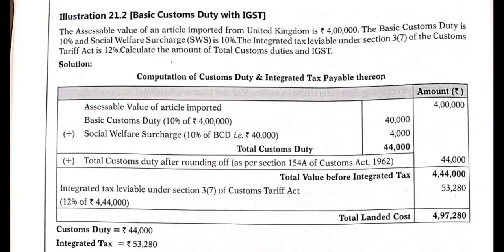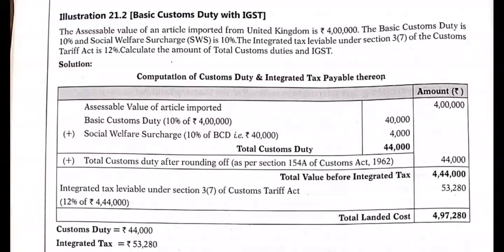Then they have added social welfare surcharge. They have told that it is also 10%. Now this social welfare charge will be charged on basic custom duty. So basic custom duty is 40,000. So social welfare charge is 10% of basic custom duty, that is 40,000. So we will get 4,000. So total custom duty is 44,000. So we need to add both, 40,000 plus 4,000, that is 44,000.